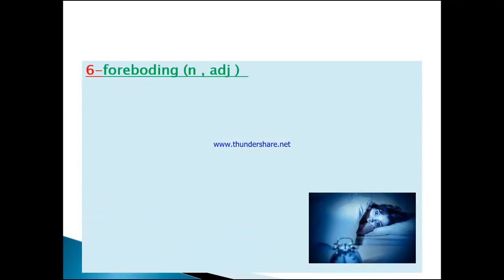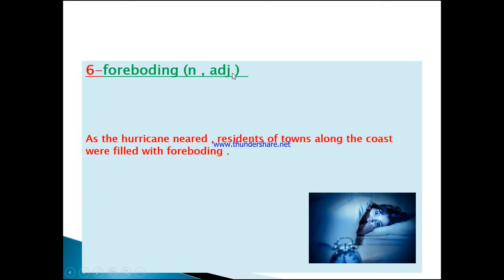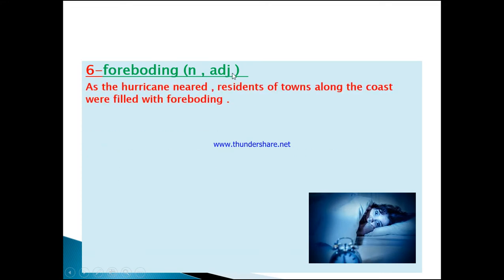Let's go, guys, to number 6. Foreboding. Foreboding, what part of speech? It could be used as a noun, it could be used as an adjective. It means what, guys, foreboding? It means a feeling that something very bad is going to happen.